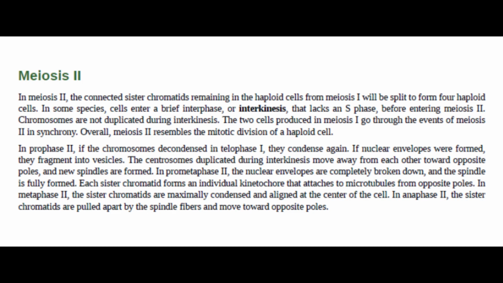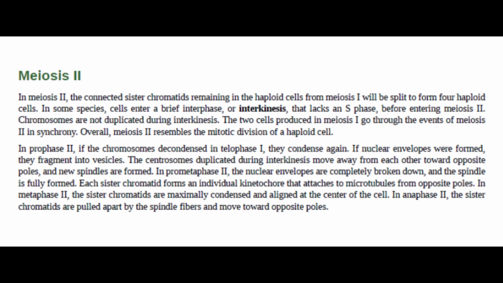In prophase II, if the chromosomes decondensed in telophase I, they condense again. If nuclear envelopes were formed, they fragment into vesicles. The centrosomes duplicated during interkinesis move away from each other toward opposite poles, and new spindles are formed. In prometaphase II, the nuclear envelopes are completely broken down and the spindle is fully formed. Each sister chromatid forms an individual kinetochore that attaches to microtubules from opposite poles.